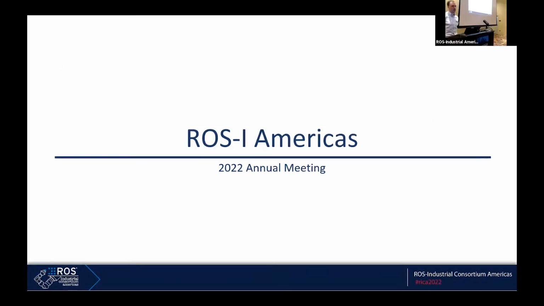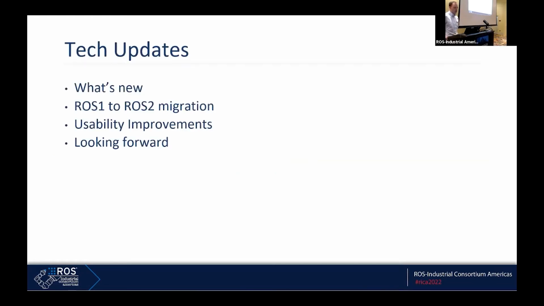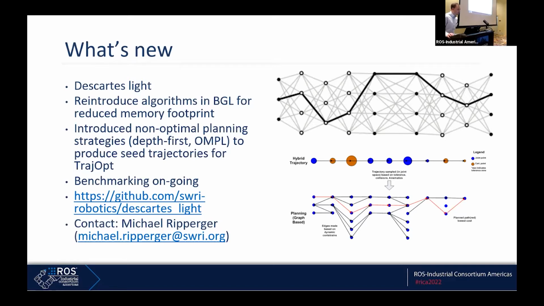And I'm going to talk a little bit today about some technical updates for some of the stuff that's new that we've worked on this past year. Some thoughts about ROS-I, ROS-II migration, some usability improvements that we've made over this past year to some of our tools, and just some ideas for some things that we're interested in working on and improving for this next year.